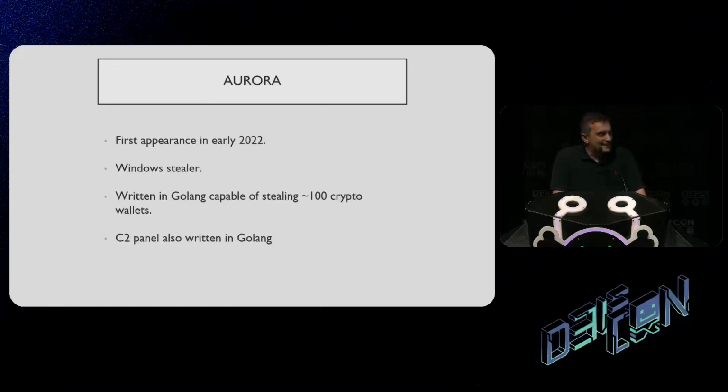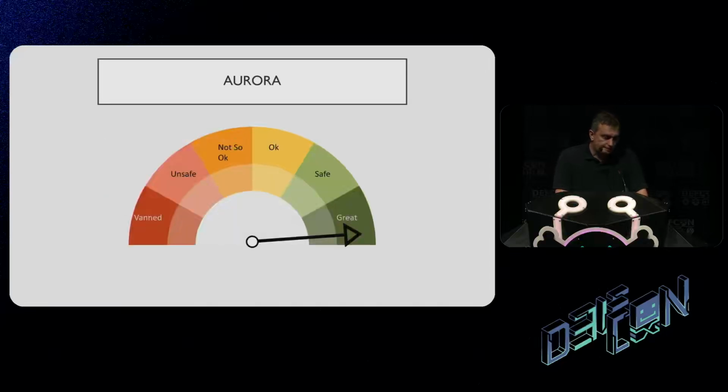And then it's the one that got away, Aurora. I had a really big speech on what Aurora was and what it was supposed to be doing, but the day before yesterday, Titan Stealer, which is basically Aurora 2, got its code dumped, so good for them, I guess. Their first appearance is early 2022. They're a Windows stealer. They are written in Golang. They're capable of stealing a lot of crypto wallets, and the panel was written in Golang. They are off, so I'm great. I'm not afraid of them.